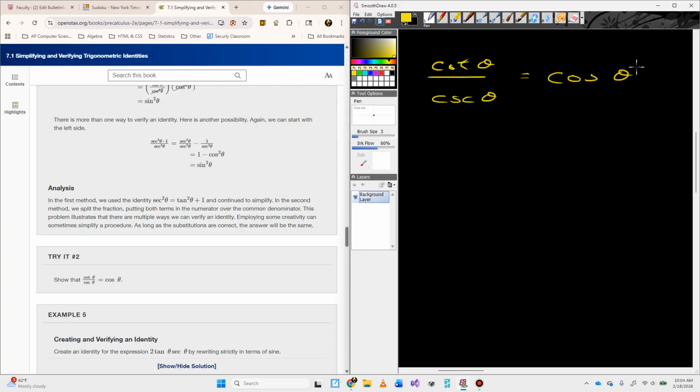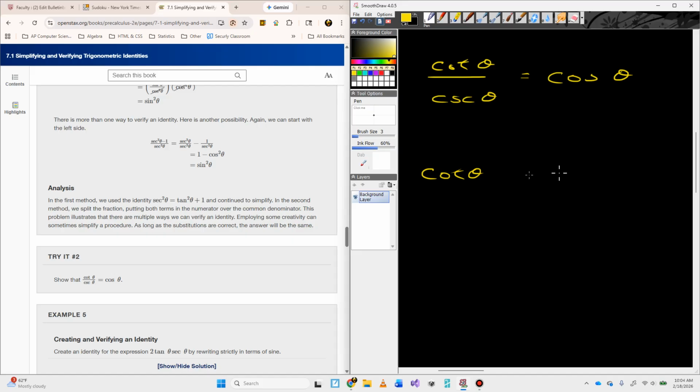Now, a couple of things that I'm looking at. Again, I don't know a clear-cut method to solve this. I have to think ahead. Number one, I have a cosecant theta. The reciprocal of that is sine. I have a cotangent that actually is cosine over sine. So I could try, and again, as you can see, there's no clear-cut method here for me.